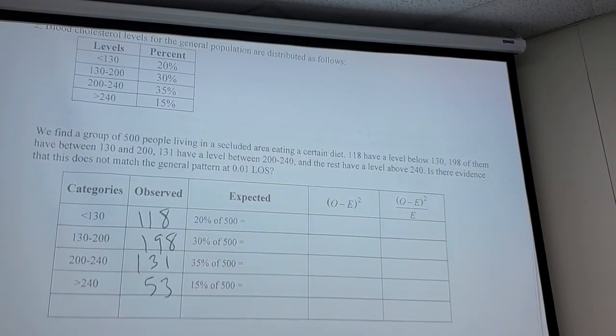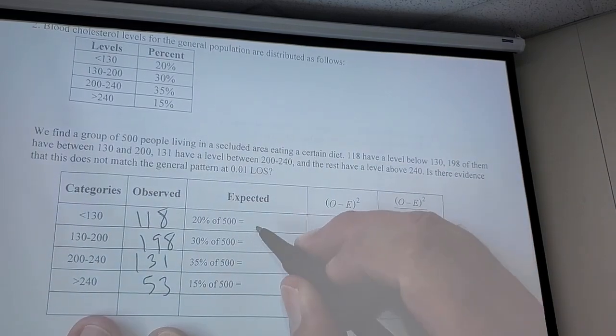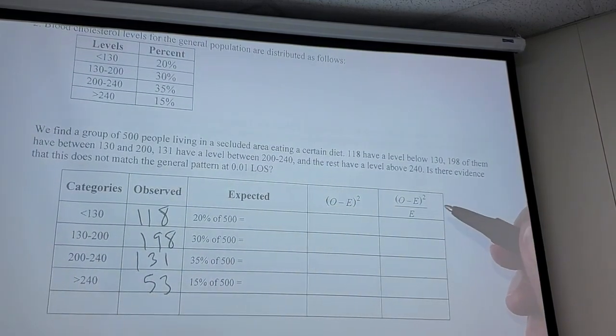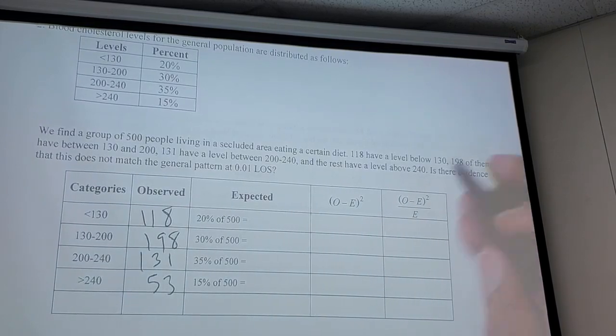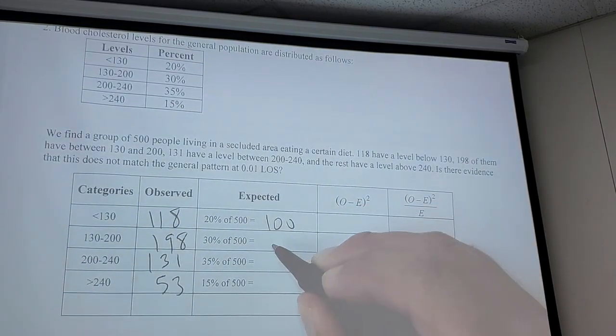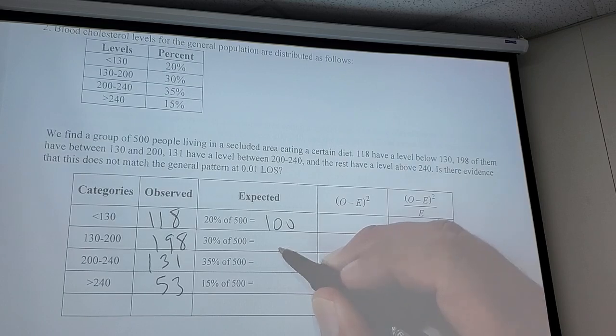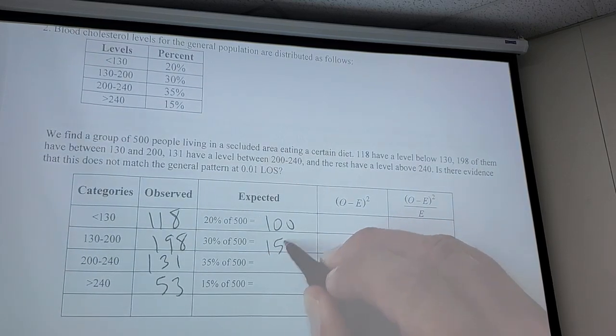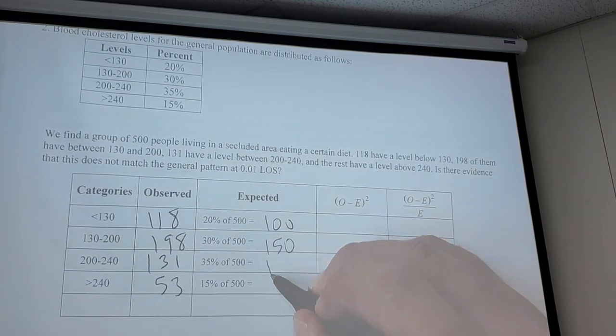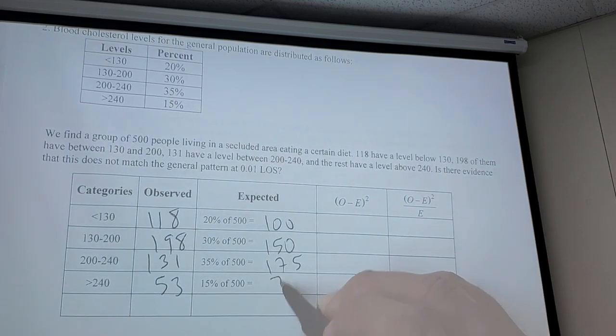No? So it's like 0.20 or. Yeah, good. So in the calculator, it's just 0.2 times 500. Okay, yes. So it's 100, yeah. 150. 175. 75. 70.